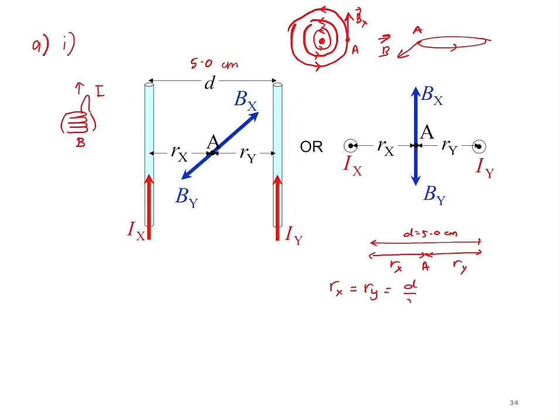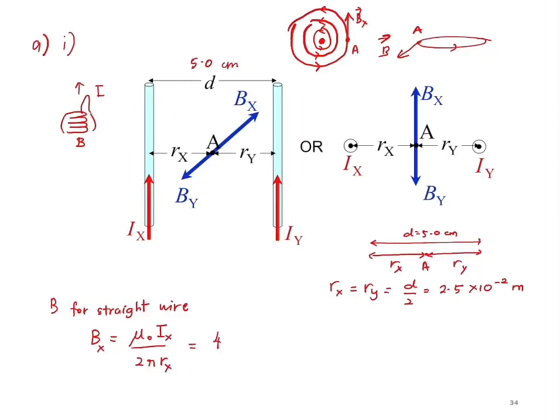So you will get their values to be 2.5 cm, or 2.5 times 10 to the power of negative 2 meter. To find magnetic flux density at point A, we can use the formula for a straight wire. So B for a straight wire is B equal to mu naught I over 2 pi r. And in this case, we want to find Bx, so Ix and Rx.